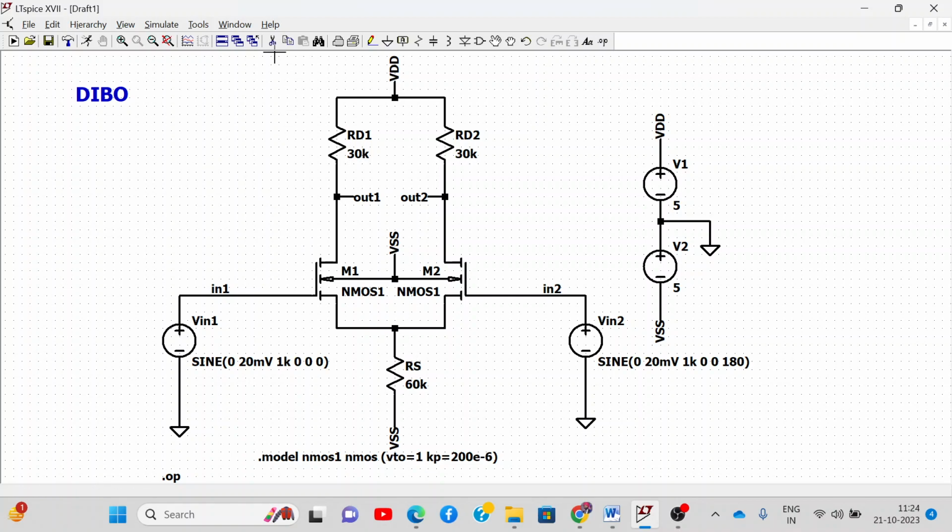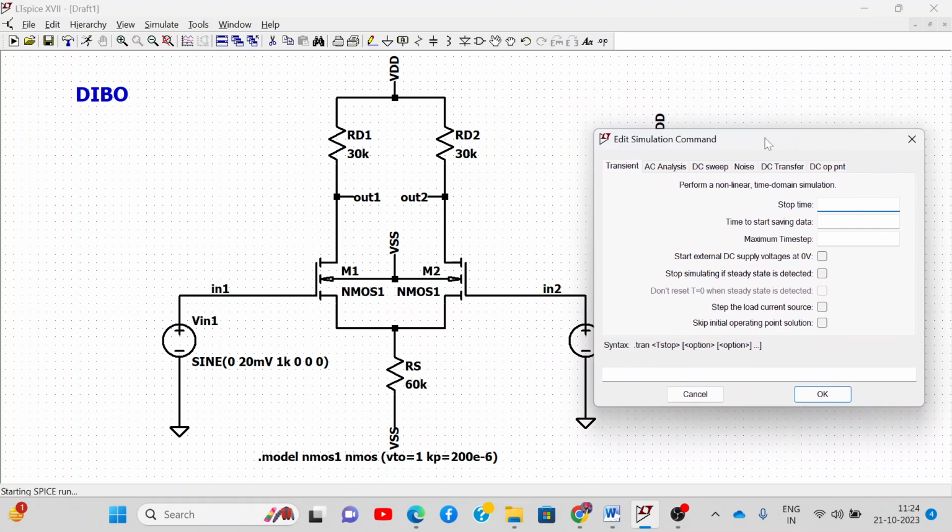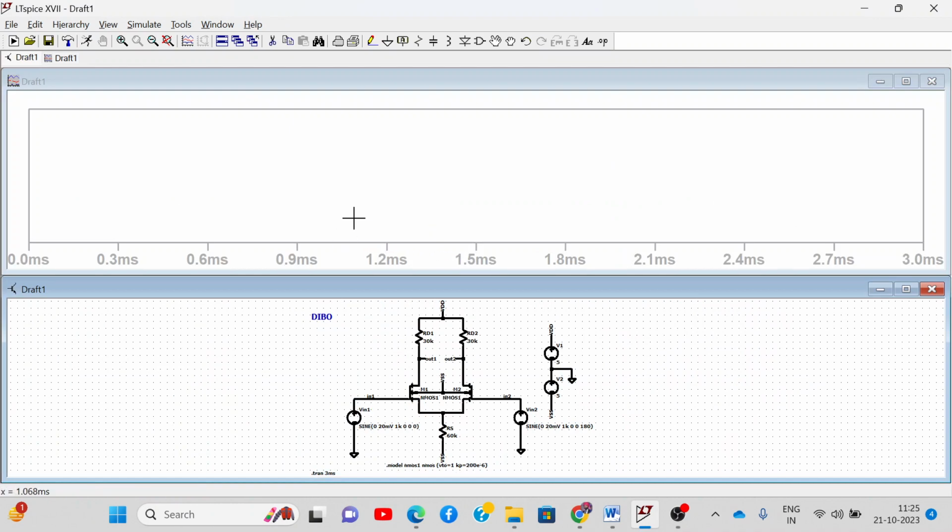Alright. So for transient analysis, I'll cut this .op. And now if I go to simulate, I'll go to transient. Transient means versus time. So I've given frequency as 1k. So 1 upon frequency will be time. So if I want 3 cycles of waveform, I'll give over here 3 millisecond. And I click on OK. So when I click on OK, I'll get a blank screen.